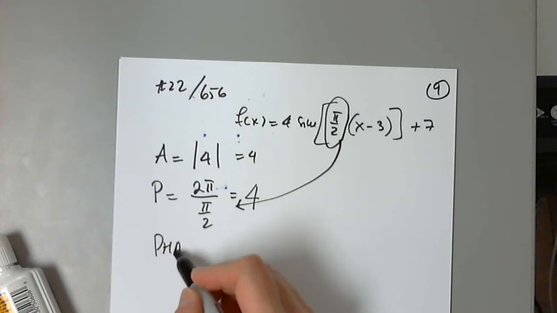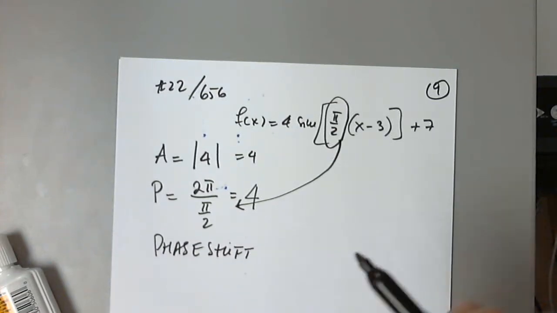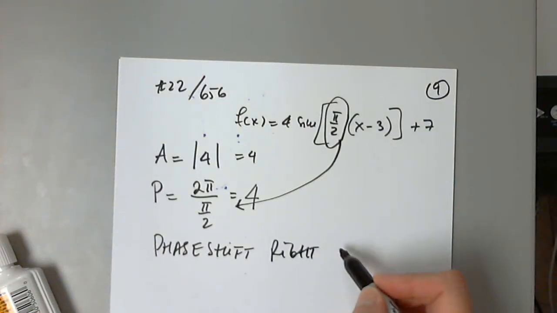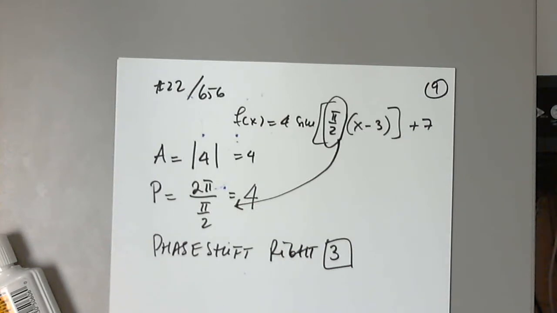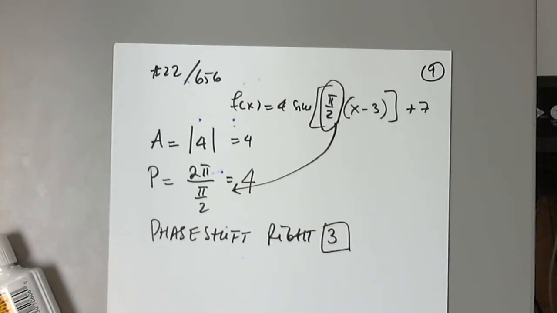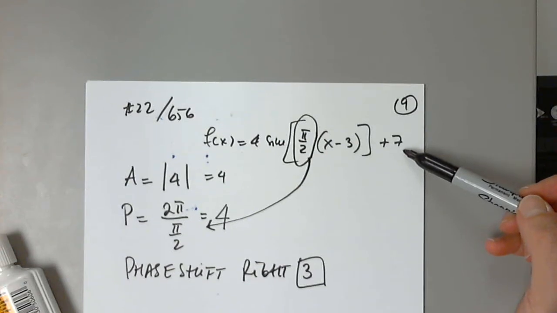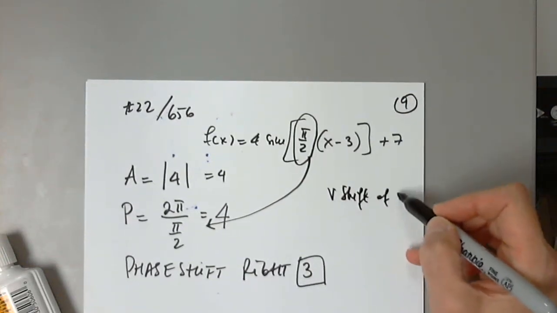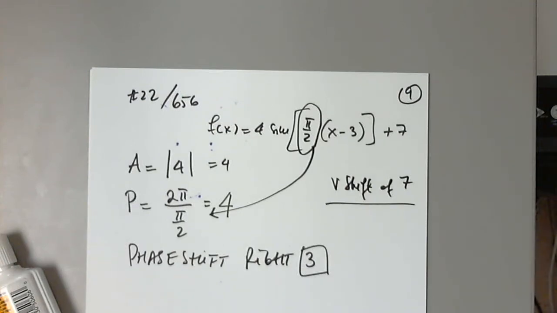The phase shift is what we subtract or add to x, which is 3. So it will be a right 3. So the phase shift is 3. Now there is also an up 7, right? So this function will go up 7. So a vertical shift of 7. Since this is not a reflection, we know that the graph will look like this. But of course, some transformations will happen.